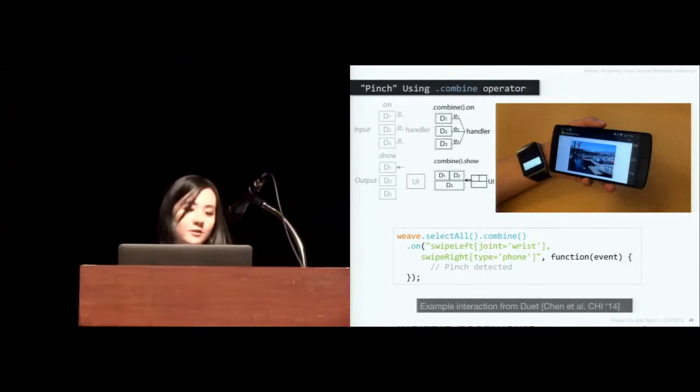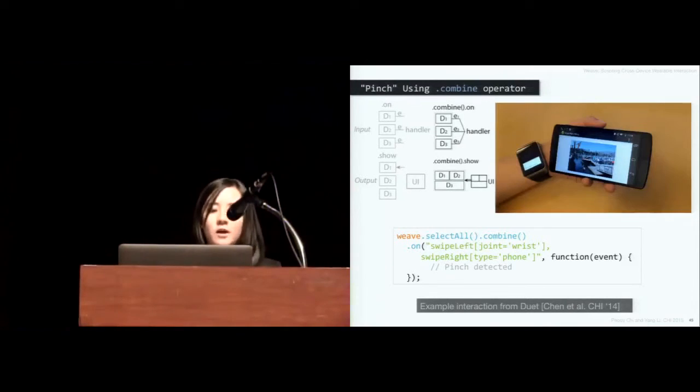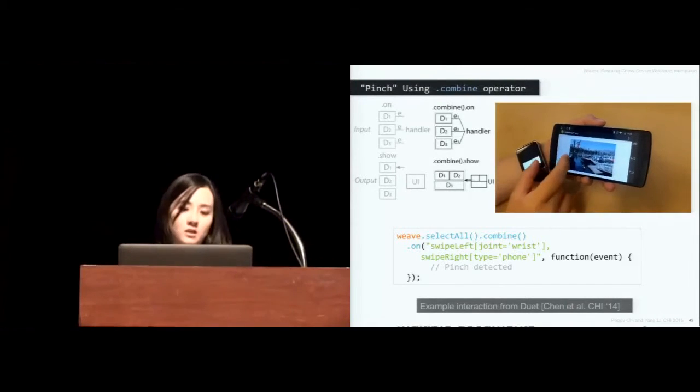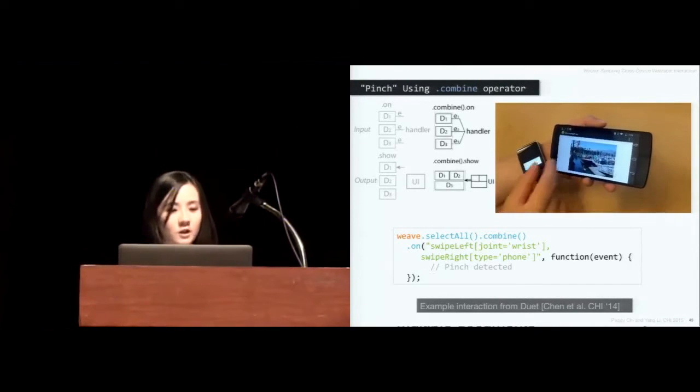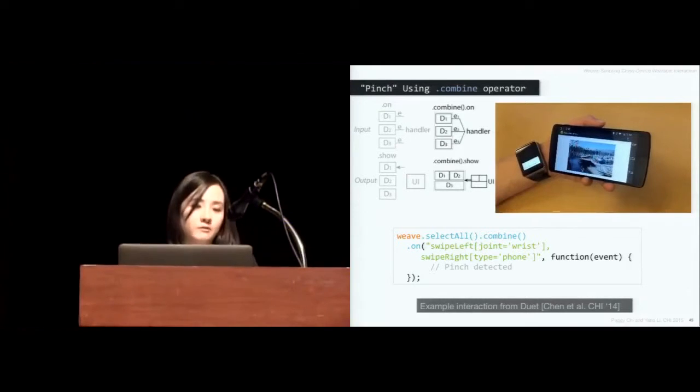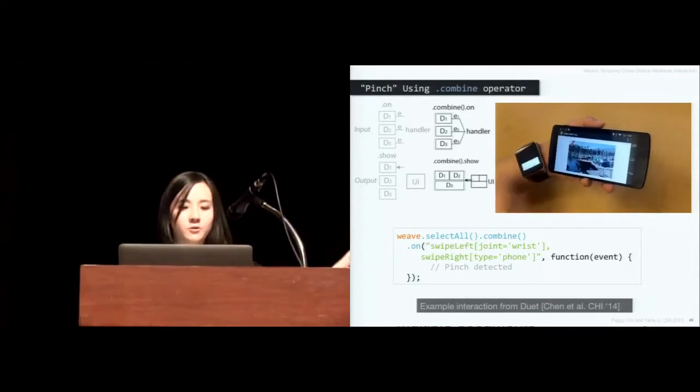Finally, another example is the cross-device pinch gesture suggested by the paper Duet. Our system handles the events from devices and triggers the callback function, such as zooming or copying an image, when one device detects the swipe left and the other detects the swipe right.